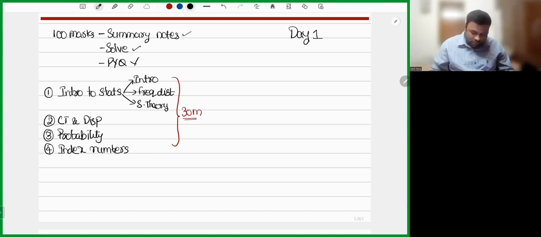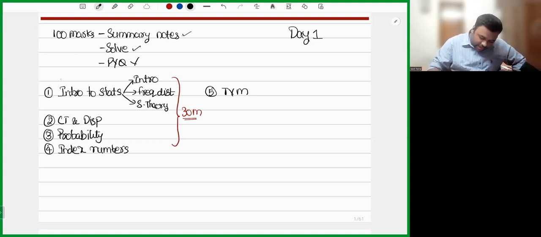Next, after these things, what will we be doing? You people will do time value of money at your own pace. Videos are already recorded for time value of money. You will be doing it at your own pace. But there are some more questions which I'll solve along with you. By the time I complete these 4 chapters, you should complete time value of money also. After that, we'll have 2 live sessions where I'll cover a few important previous year questions.